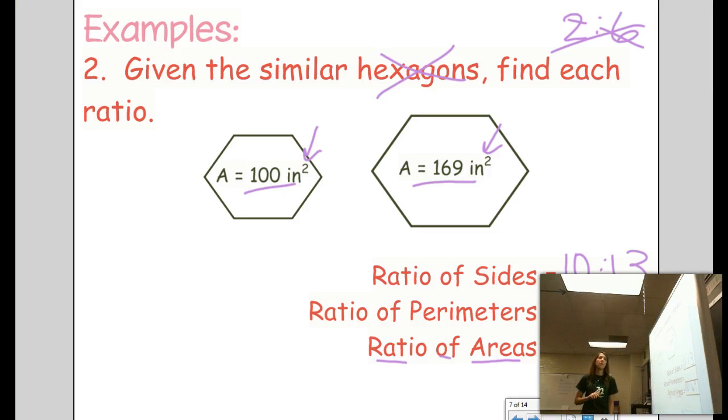Ashley, what is the ratio of their perimeters? Yes! Very good. Sides are 1D, perimeters are 1D, so you don't have to do any work. They're both one-dimensional. Very nice.